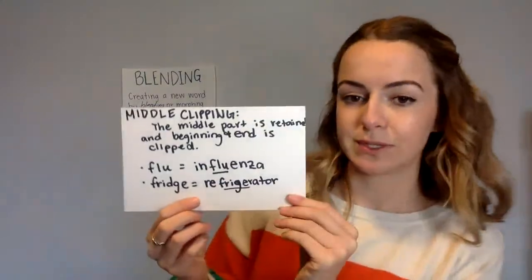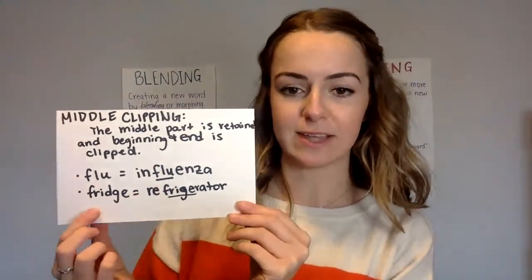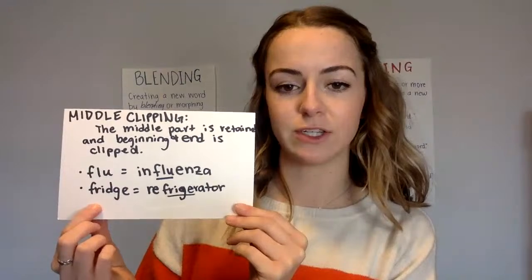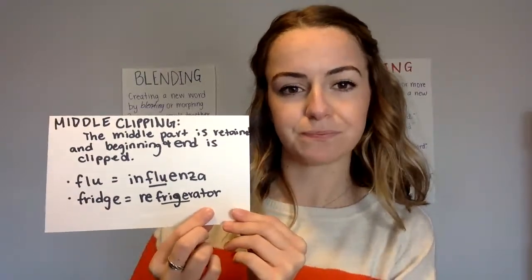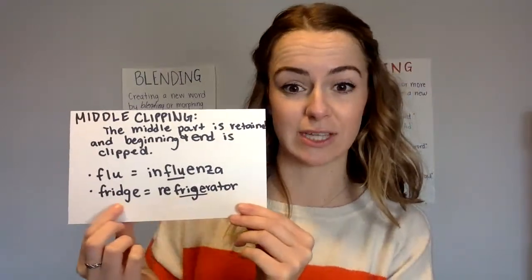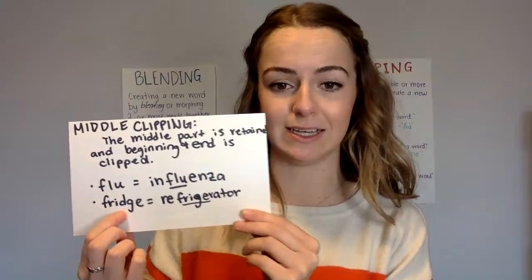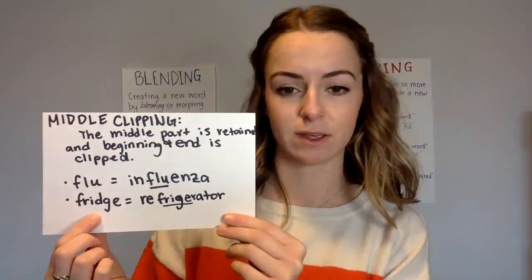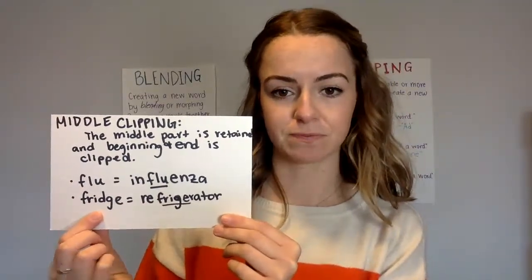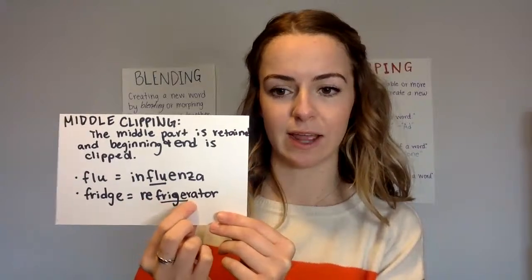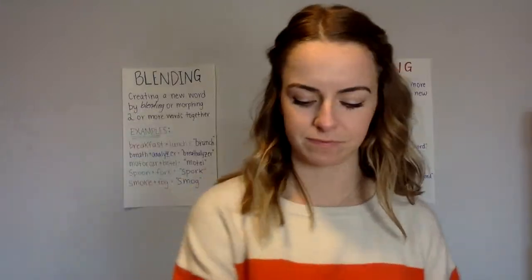So here I have 2 examples. I have flu for influenza, and I also have fridge for refrigerator. Now you see refrigerator changes a little bit. They just put a D in for fridge. Okay, so we dropped re and ater.